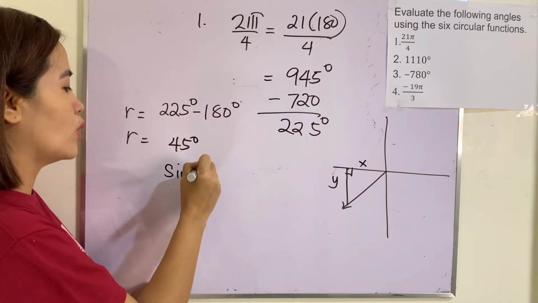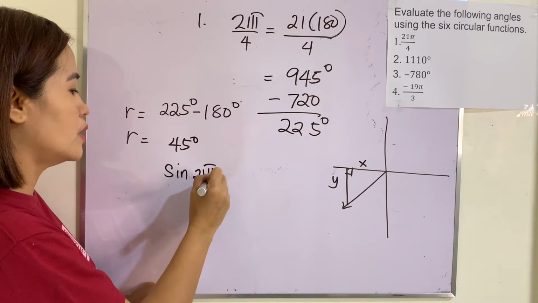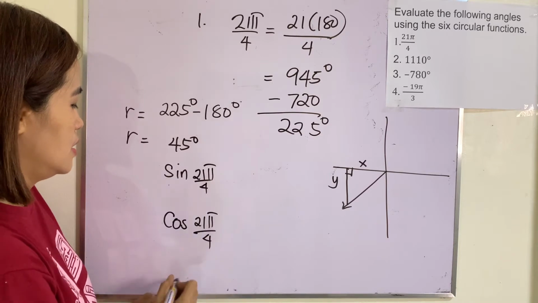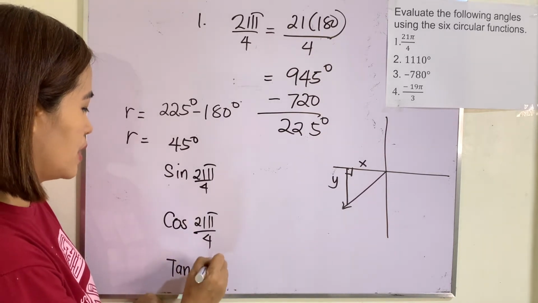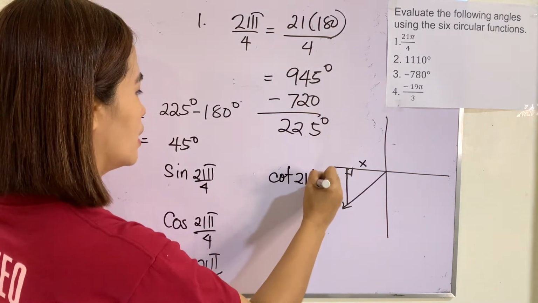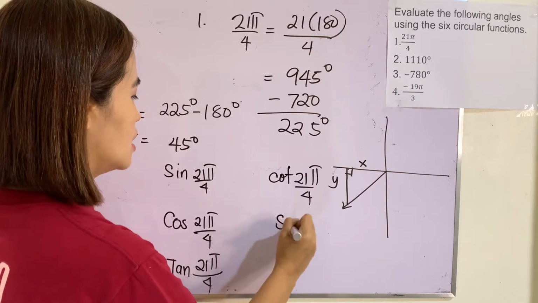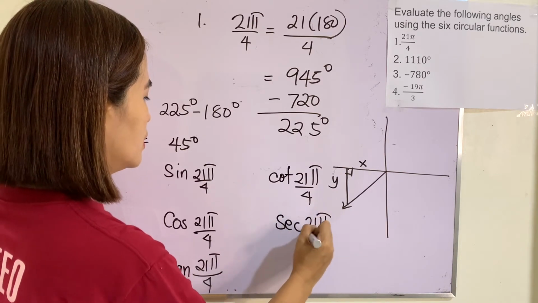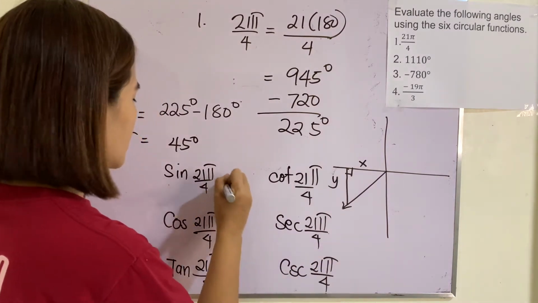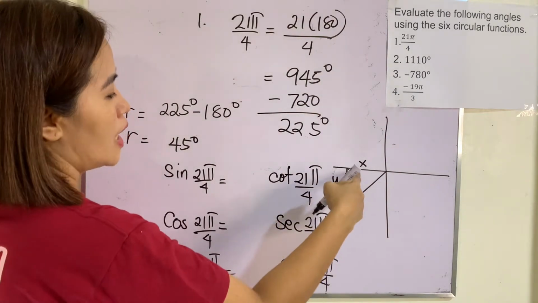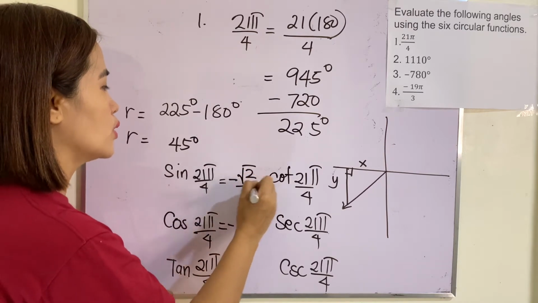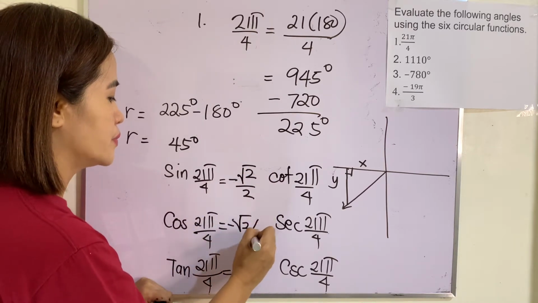I will be using, of course, the original one: sine of 21 pi over 4, cosine 21 pi over 4, tangent 21 pi over 4, cotangent 21 pi over 4, secant 21 pi over 4, and cosecant 21 pi over 4. As I have said, x and y are both negative, so therefore it's negative, and they are both equal to square root of 2 over 2. We know that already.